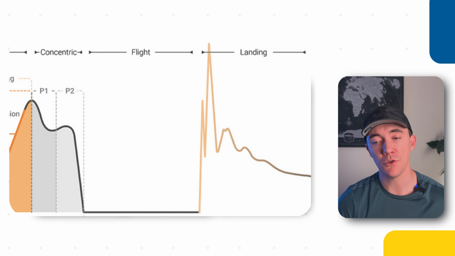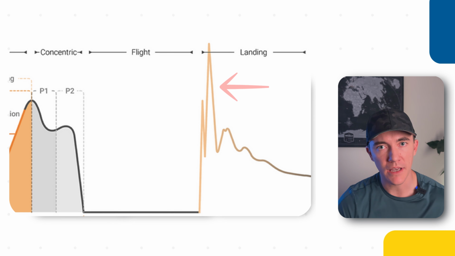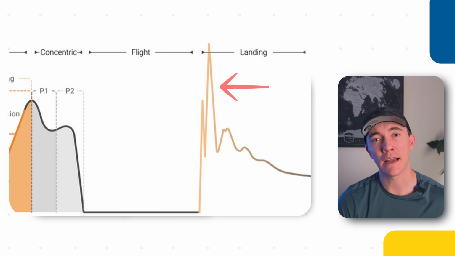As soon as you come down to land and your feet begin to make contact again with the plates, you'll see that there's a spike again in force being put down into the plates. Therefore, we have a spike on the graph. And then as you settle, the graph will level off, and essentially we return back to the standing phase.